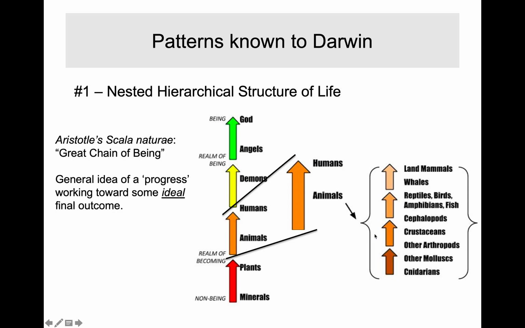So if you look here with animals and humans, you have the cnidarians down here, mollusks, arthropods, and then crustaceans. So apparently crustaceans, maybe because they were edible, were better than other arthropods. Cephalopods, reptiles, birds, whales, land mammals. So you can see that there's this inherent idea of progression within these scales.